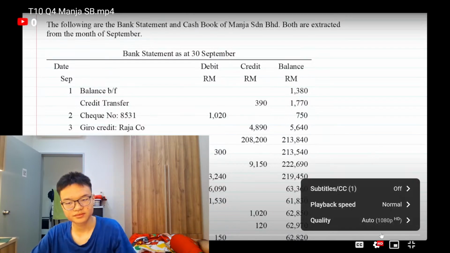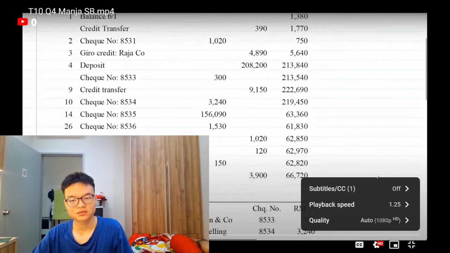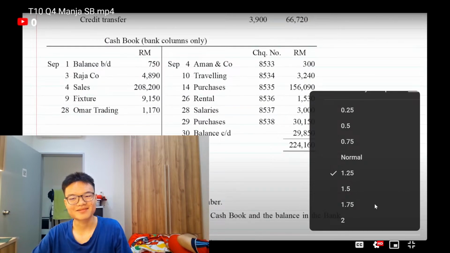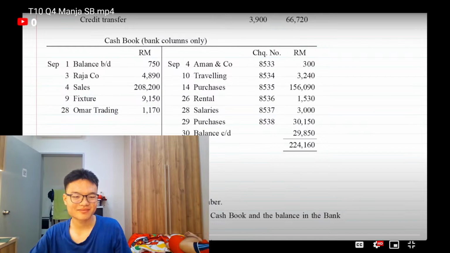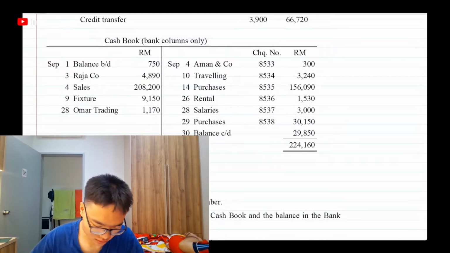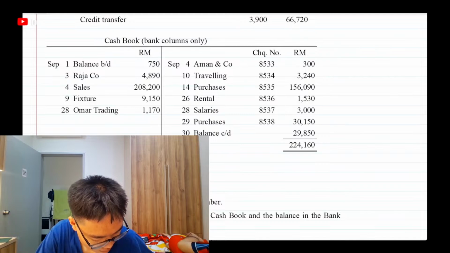Both are extracted from the month of September. Required A. Update the cash book. B. Reconcile the difference between the updated cash book and the balance in the bank statement as at 30 September. So B is actually asking you to prepare the bank reconciliation statement.